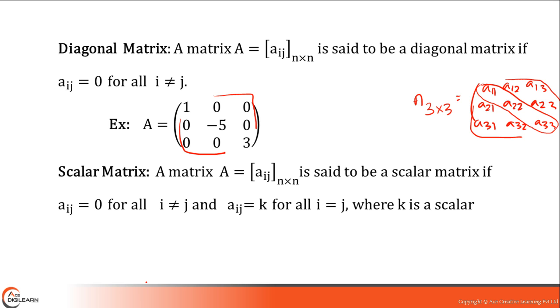Next, scalar matrix. A matrix A equals [aij] is said to be a scalar matrix if aij equals 0 for all i not equal to j, and aij equals k for i equals j, where k is a scalar. See an example. These are the diagonal elements, all equal to 3, and these are the non-diagonal elements, which are zeros.